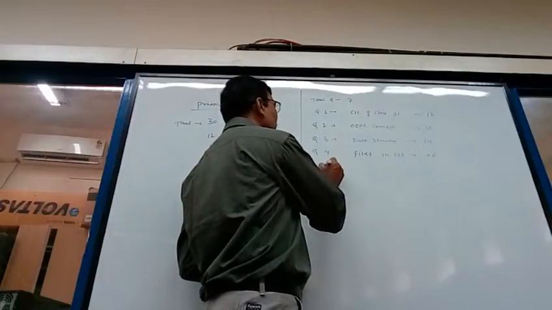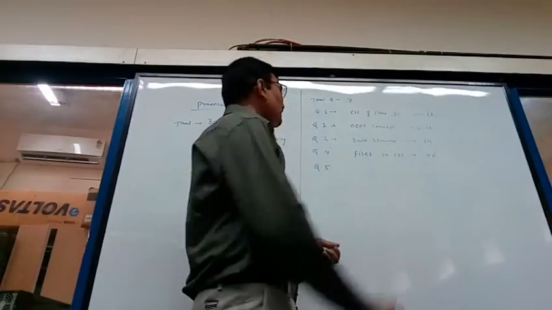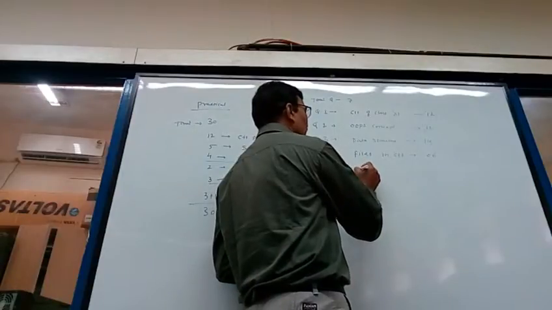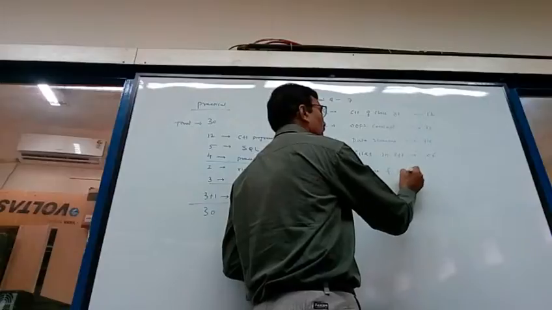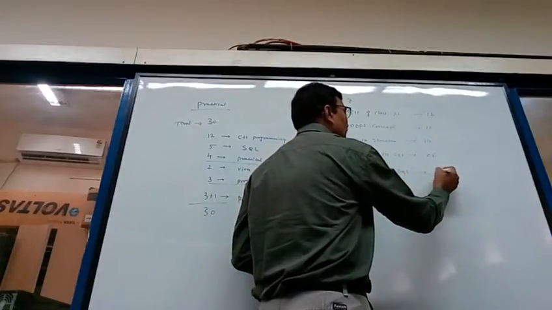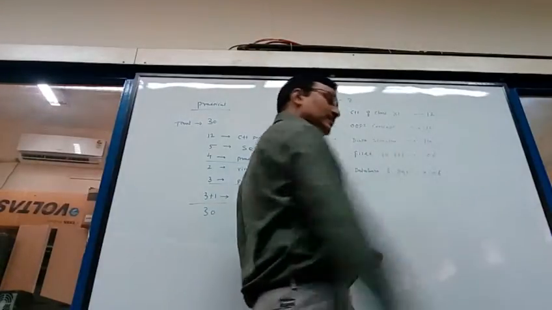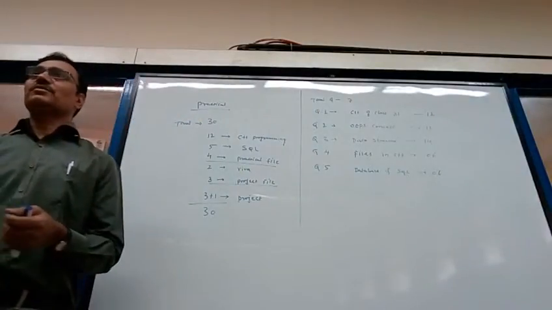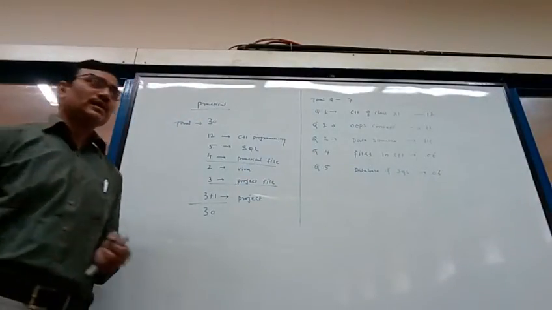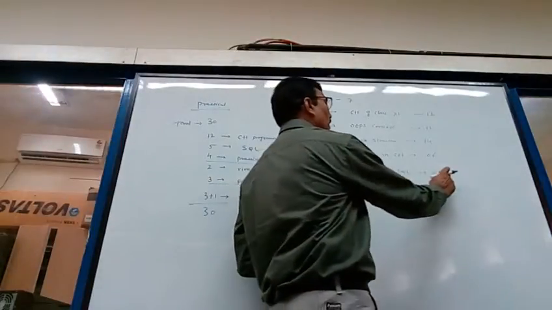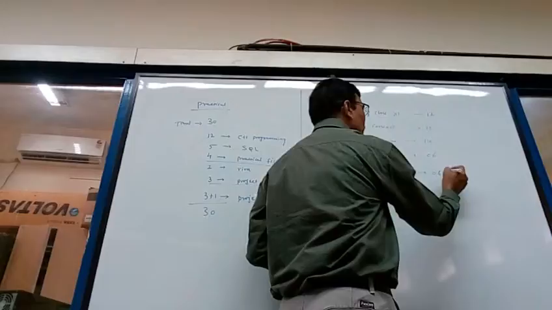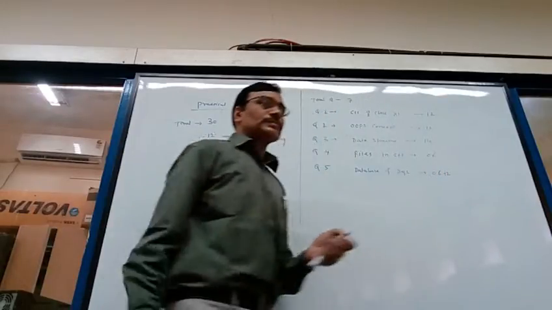Then question number 5 is database and SQL. It is also of 6 marks. 6 plus 2, I think. What is the weightage for SQL? Heavy weightage, 8 marks. 6 marks for the query plus 2 marks for the outcome. So it is 6 plus 2, 8 marks.